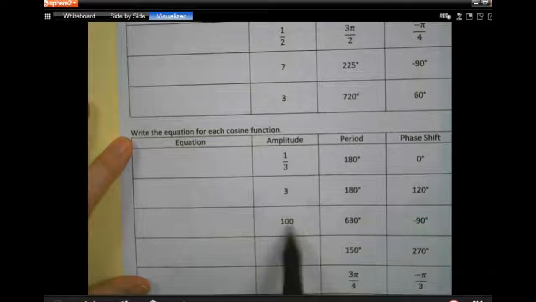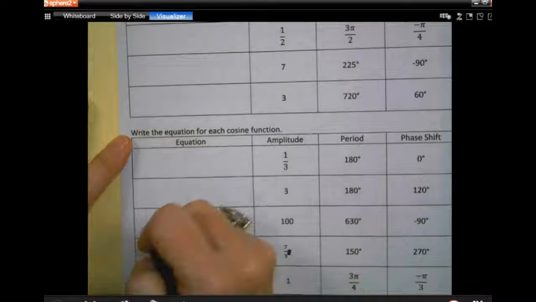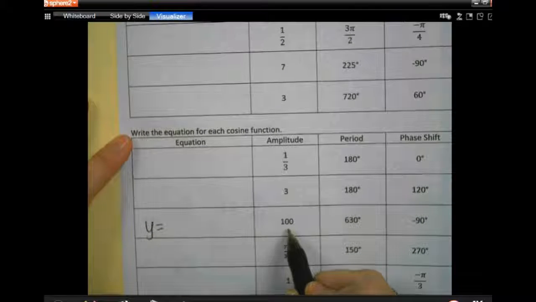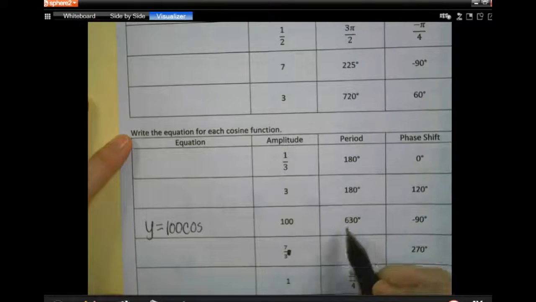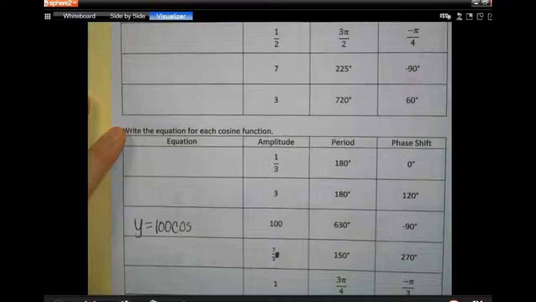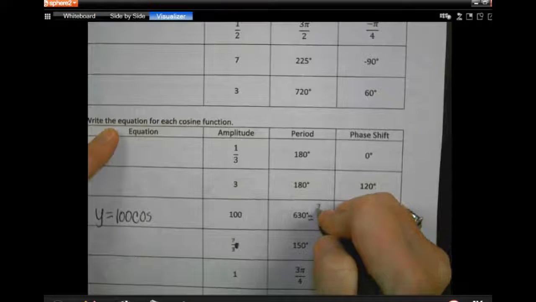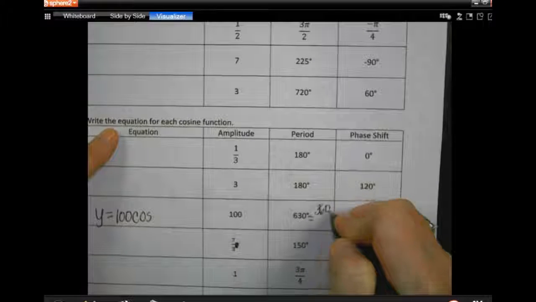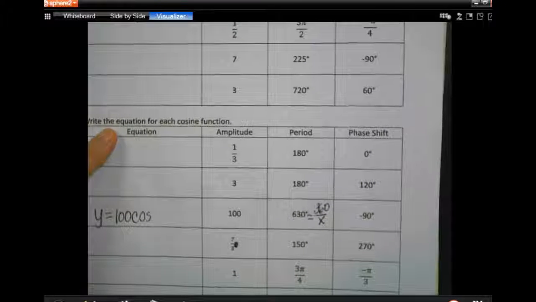So I'm going to do the one on the bottom with the 100 here. So I'm doing the cosine function, right? So I'm going to get y equals 100 is the amplitude, so I have 100 cosine. So my period is 630. So how do I find the period for a cosine function? This is 360, and I got 630 by taking 360 divided by x, or b, right? I'm looking for my b value.